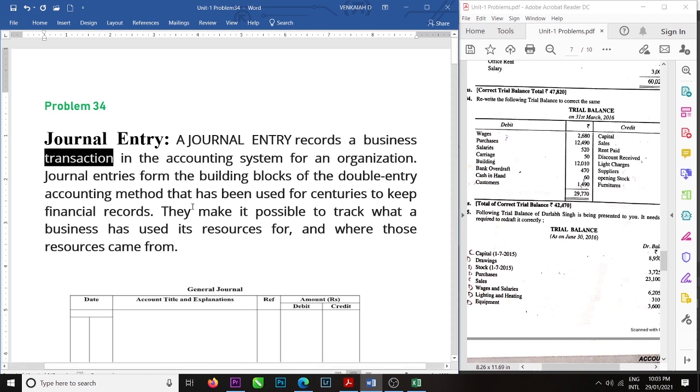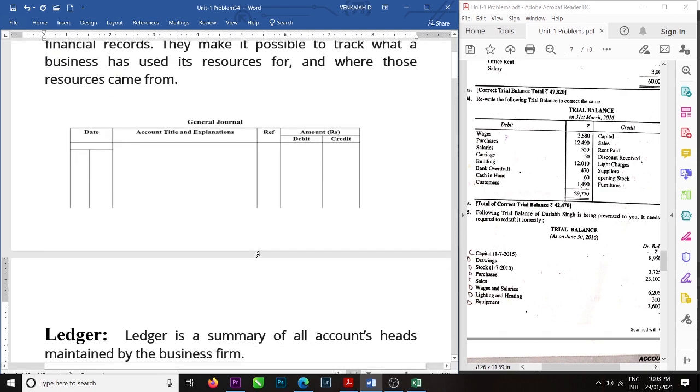With the help of this double entry system, or preparation of journal entry, it is possible to track what the business has used its resources for and from where these resources came. That is the first step, journal entry. The format of journal entry we already did, and all journal entries we passed with this format.